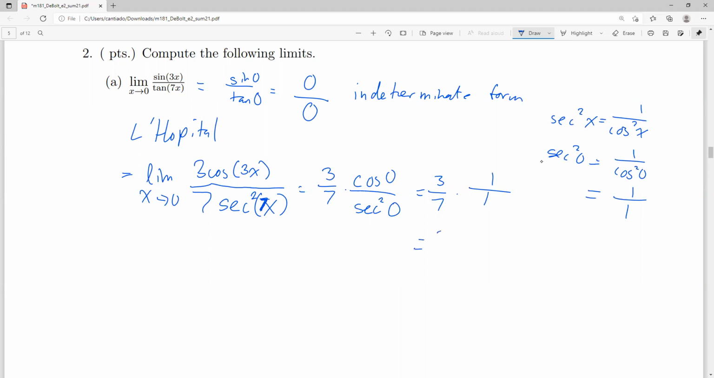So what are we left with? We're left with 3/7. So by L'Hopital's rule, because the original limit was a fraction where the limit of the top is 0 and the limit of the bottom is 0, creating an indeterminate form, we're able to apply L'Hopital's rule, which says you can take the derivative of the top and the derivative of the bottom and take the limit of that new function. And that'll equal the same limit. So that's how we got 3/7, all right?